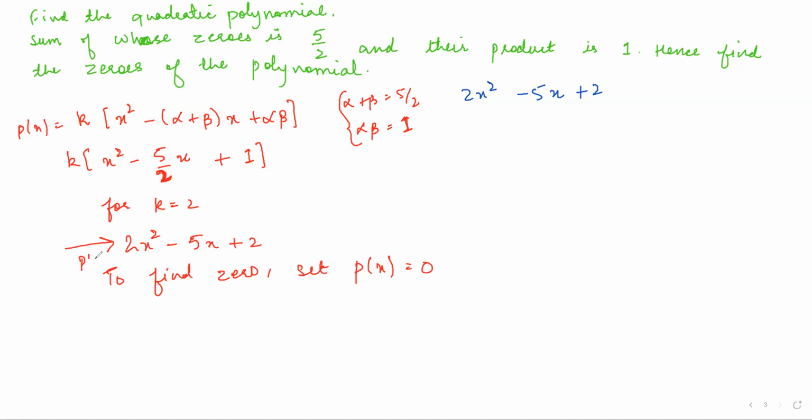So this is your p(x) now. p(x) is equal to 2x square minus 5x plus 2, right? Now to find the zero, set p(x) equal to 0. Please note this in your mind. Whenever you want to find the zero of the polynomial, you have to do this.